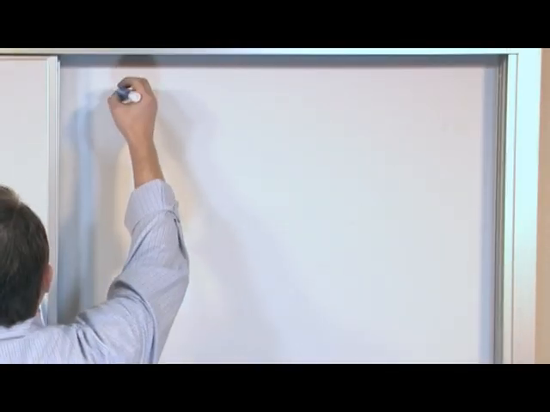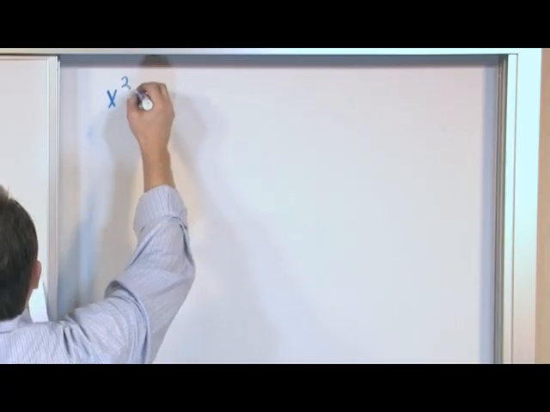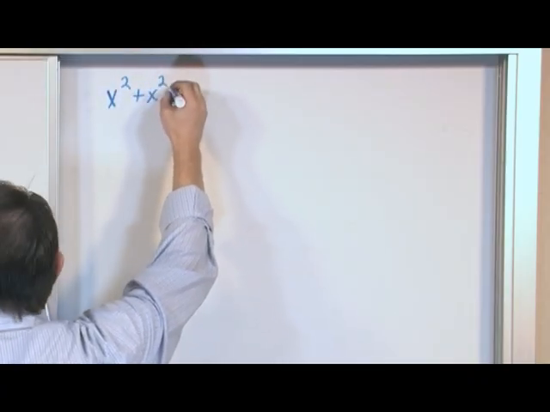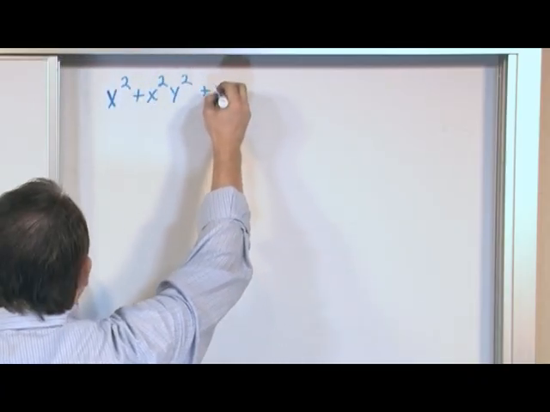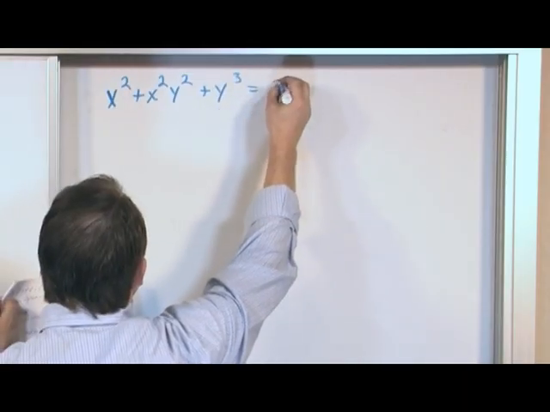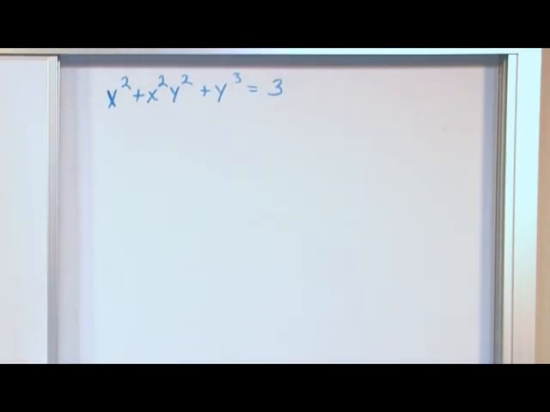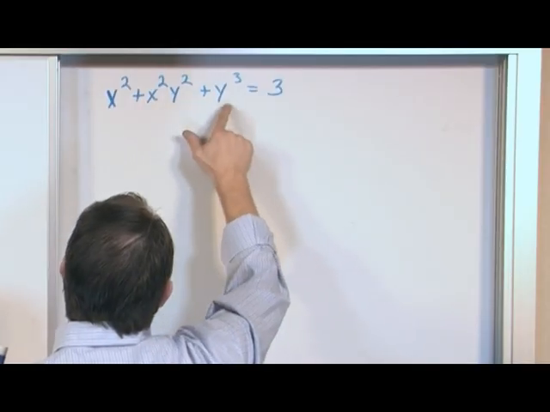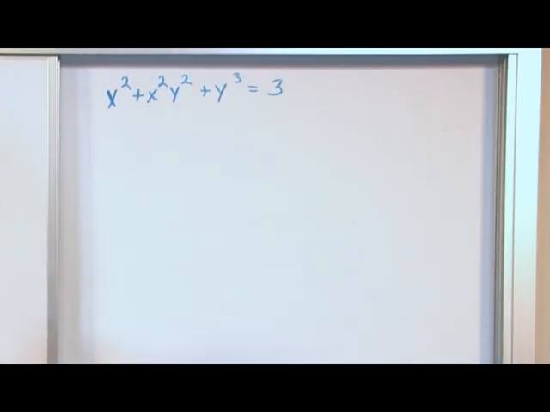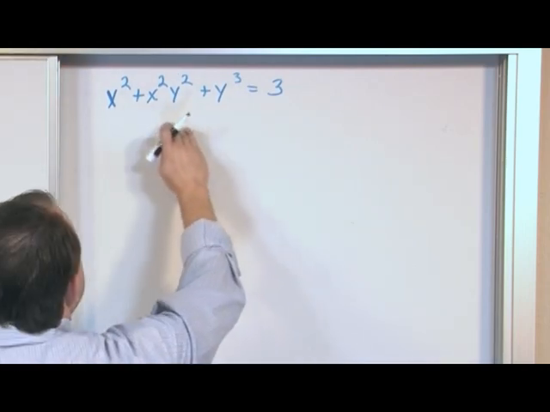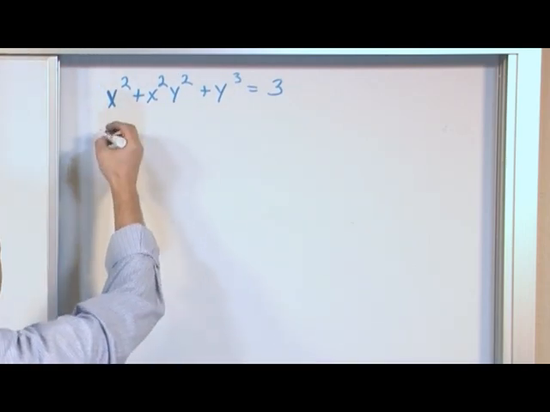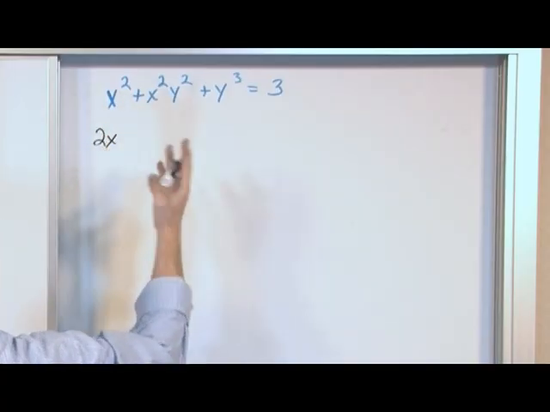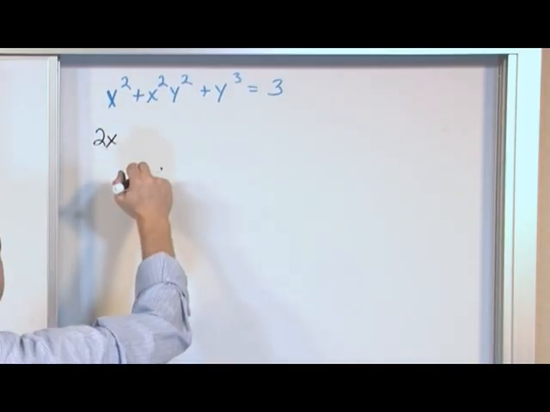Okay, our next problem is, what if we have x squared plus x squared y squared plus y cubed equal to 3. We can't really solve for y easily because you've got it wrapped up with these exponents in two different places. So we'll use implicit differentiation. We'll go term by term. On the left-hand side, take the derivative of x squared. We're just simply going to get 2x. That's just like before, so we don't do anything different.